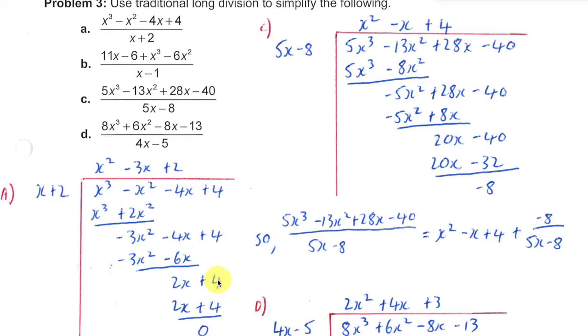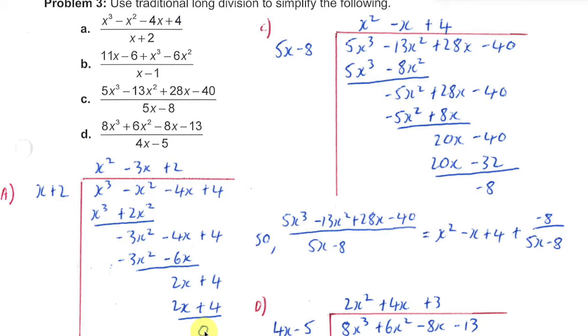I repeat this process. I've now got 2x. What do I need to multiply x by to get 2x? And the answer for that is 2. So, x times 2 is 2x. 2 times 2 is 4. I do my subtraction, I get 0. So there's a remainder of 0 here.